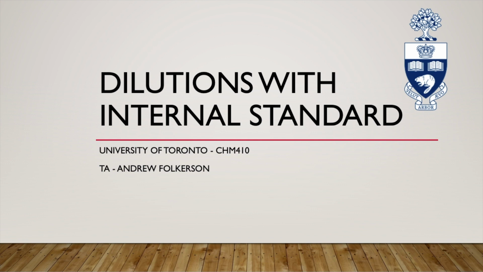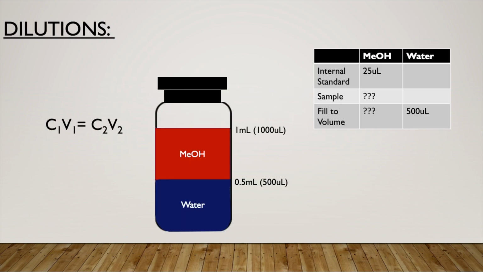So one of the overall important concepts that you need to keep in mind is that in our sample vial that we have here, we need to keep the ratio of our solvents equal to the ratio that we'll be using for our LCMS, which in this case is 50-50 methanol to water.